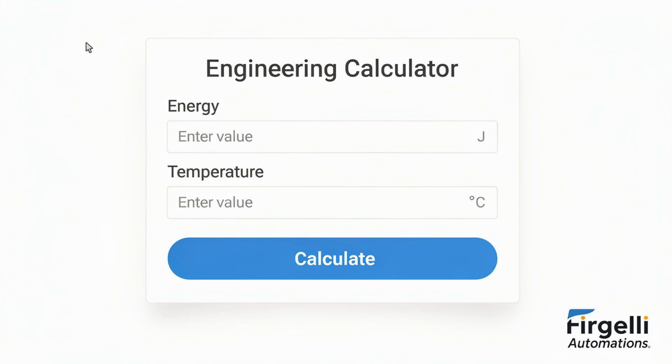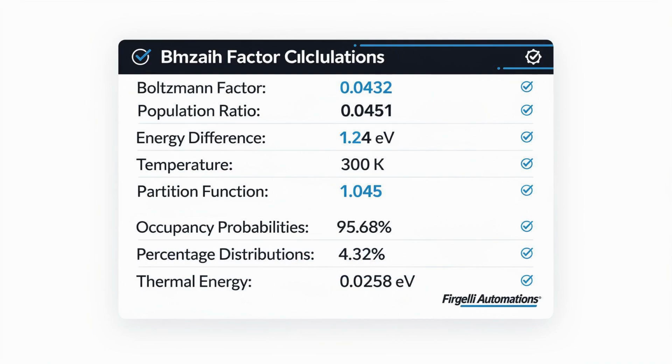After entering your values and clicking Calculate, the Results section displays multiple outputs, including the Boltzmann factor itself, population ratios, energy differences, temperature values, partition function results, occupancy probabilities, percentage distributions, and thermal energy values. Each output corresponds to the specific calculation mode and parameters you've selected.